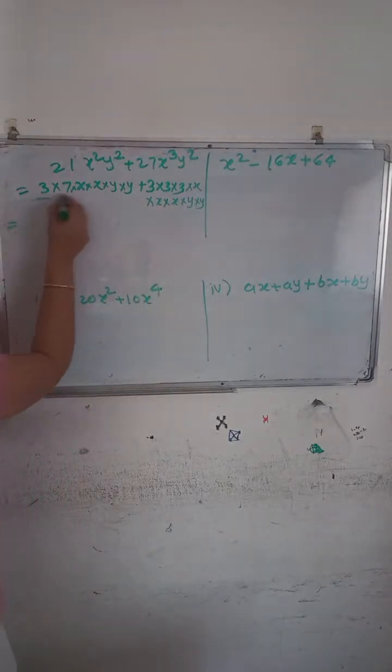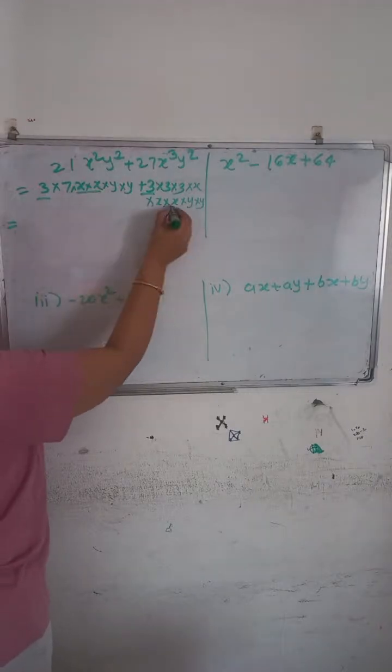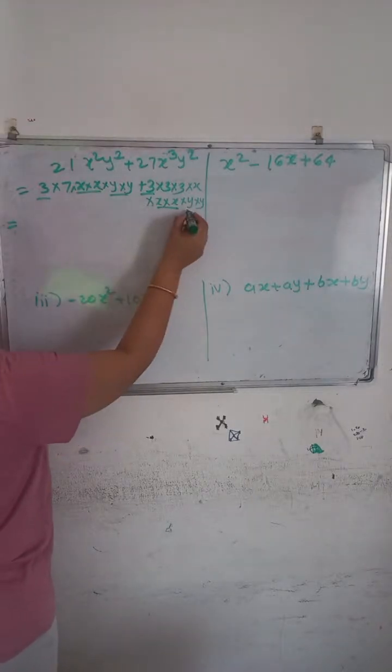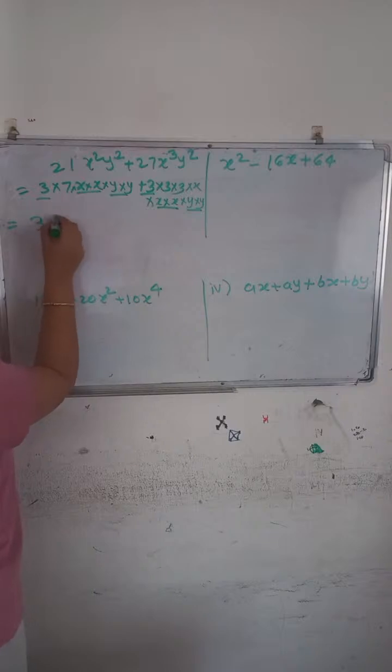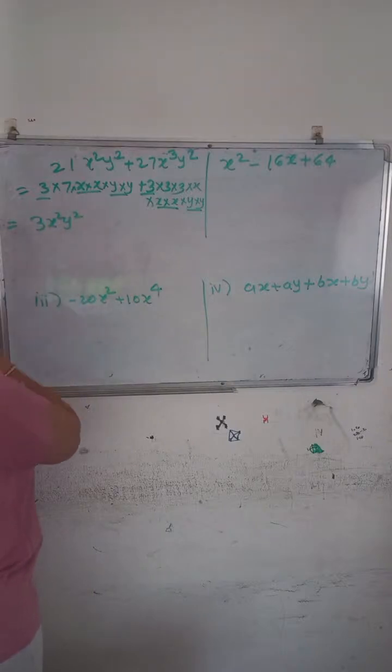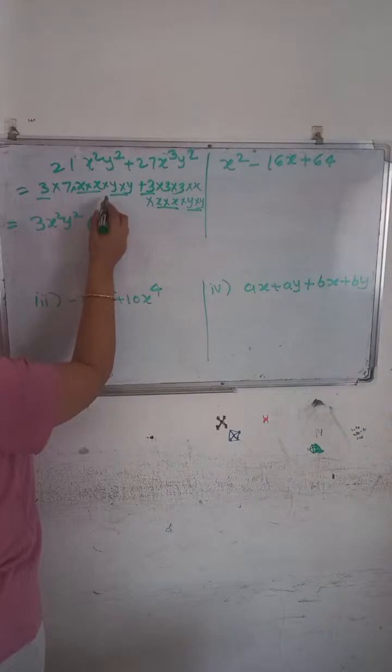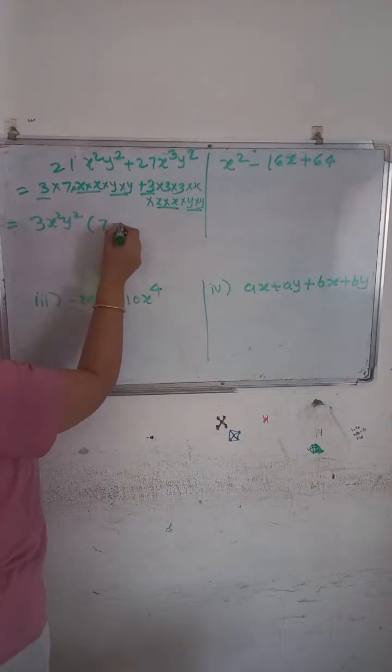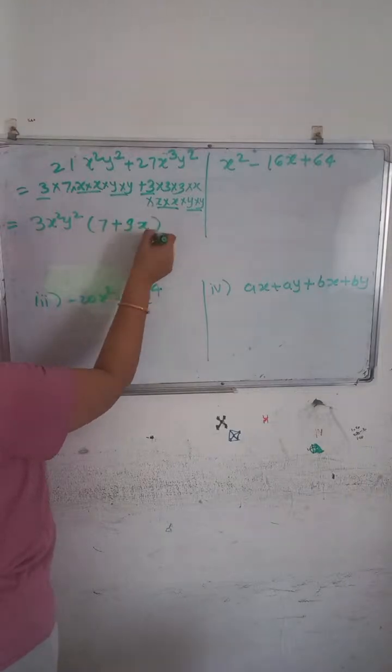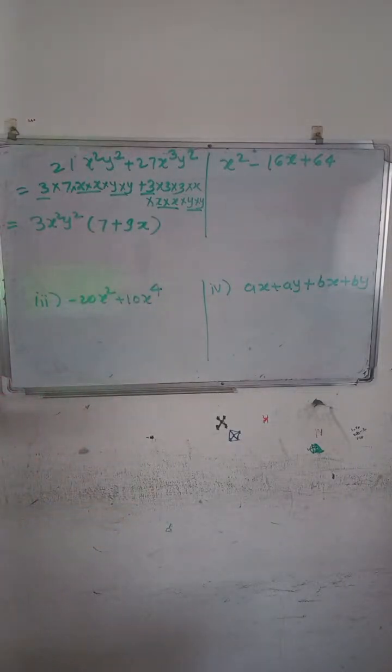Okay, so here 3 and 3 are common, x square is common, and y square is also common. Take 3x square y square common, and here what will remain? 7 plus 9x. That is the remaining term. Okay, this is the answer: 3x square y square (7 plus 9x). The option here is C.